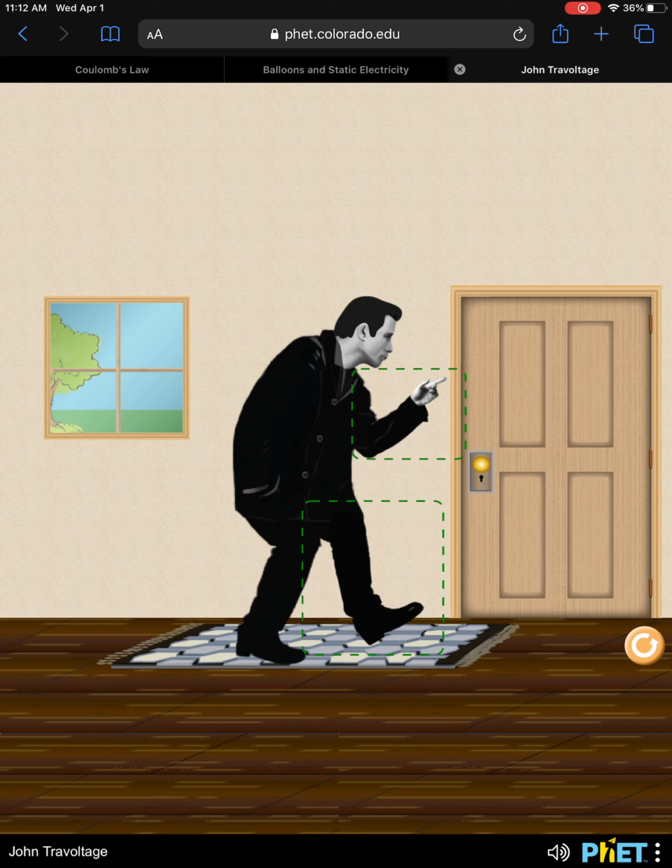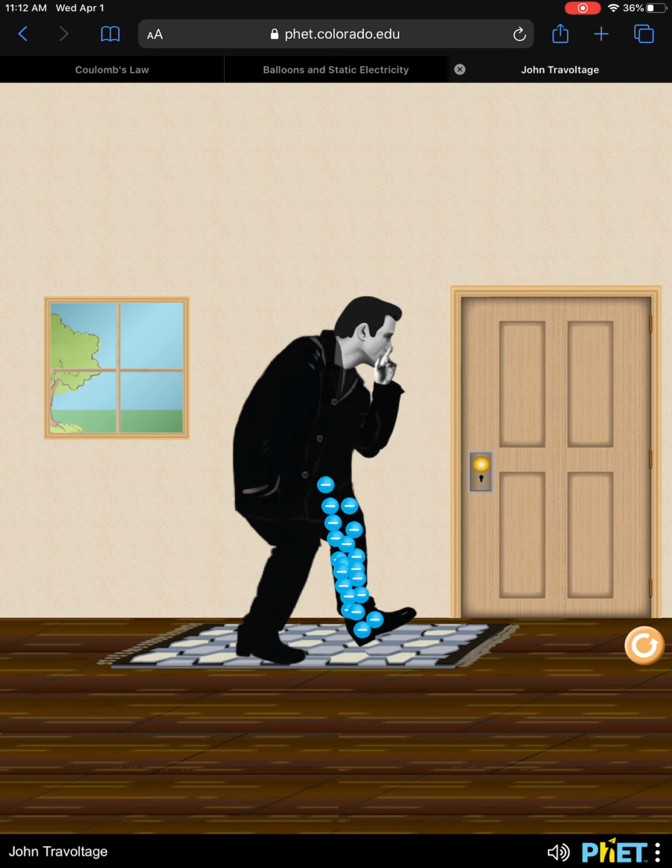So here we have the app. It's called John Travoltage. You can see that that's John Travolta if you know who he is. If not, shame on you. So this is what he's going to do. He's going to pull some electrons off the carpet by moving his foot, and they get spread out through his body. Yeah, we can move his arm.